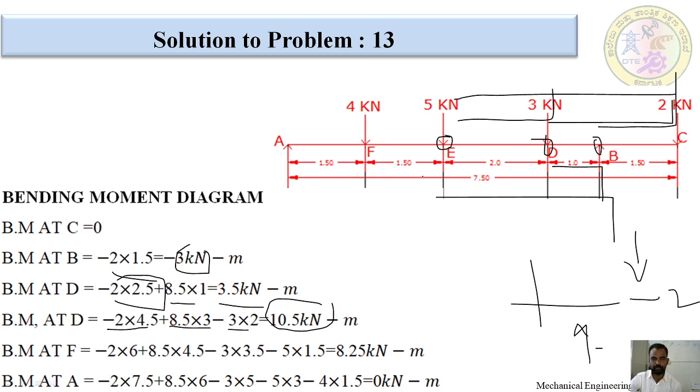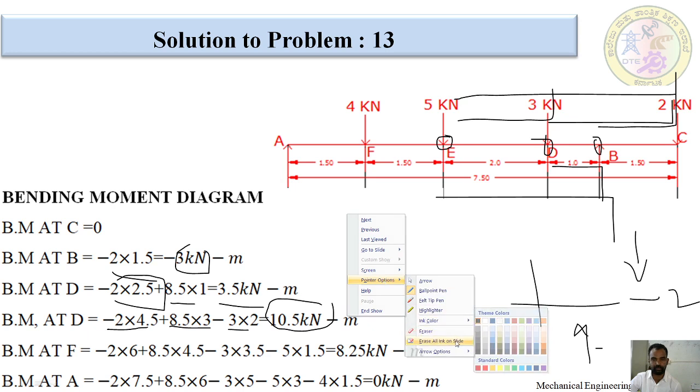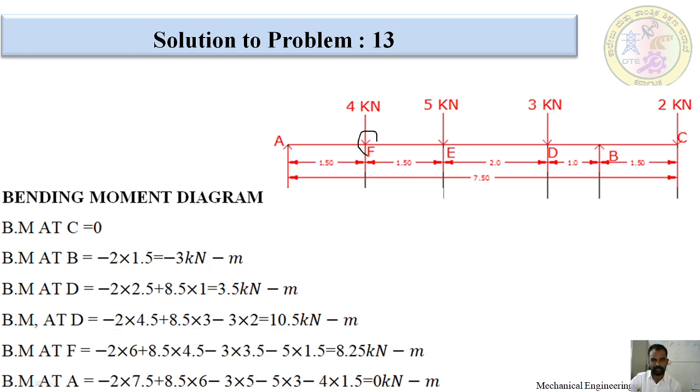Okay. At E point we calculated the bending moment. The last section we have is F section. This distance into this value into this distance. How much is it having? 2 into 1.5.